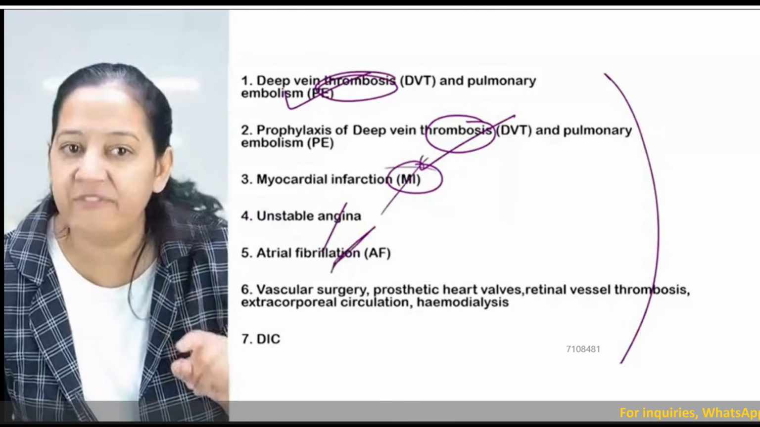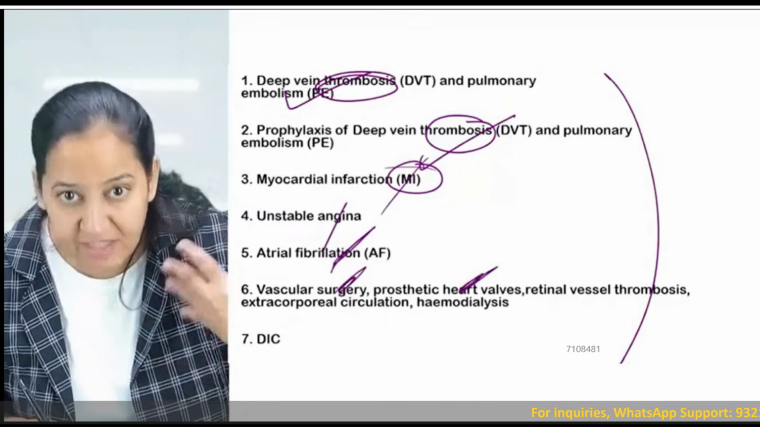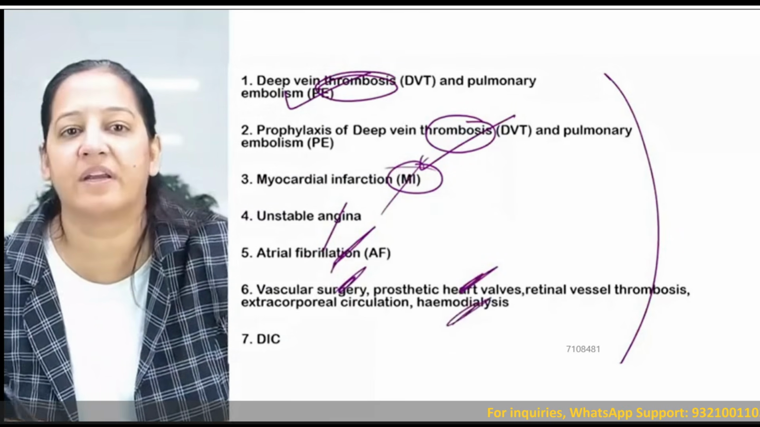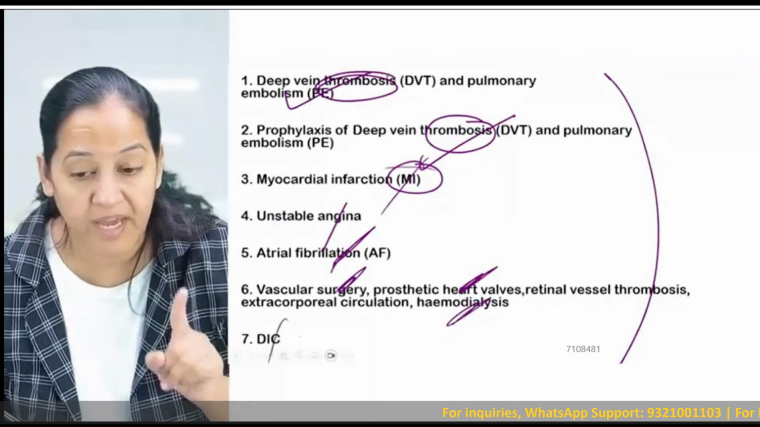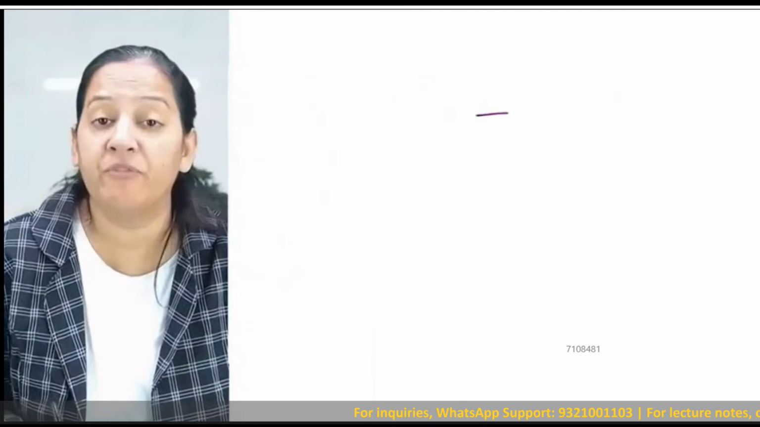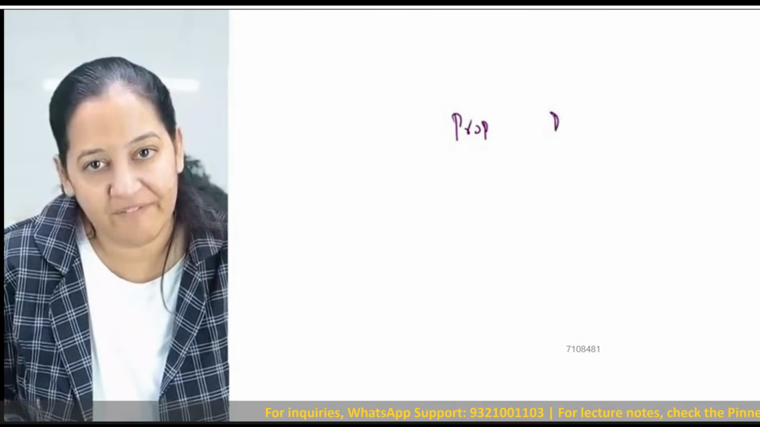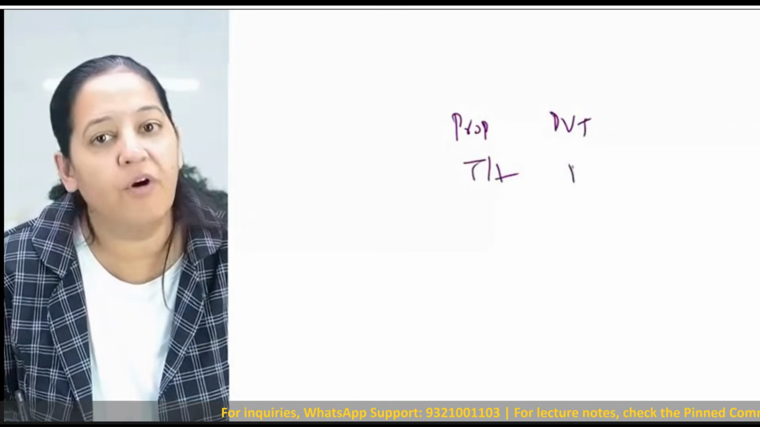For atrial fibrillation, we can give it. For vascular surgery, prosthetic heart valves, to prevent thrombus formation, hemodialysis, we can give it. And in DIC, yesterday I taught you DIC, I can give it. So these are the indications for the prophylaxis of DVT. For the prophylaxis of DVT. For the treatment of DVT.